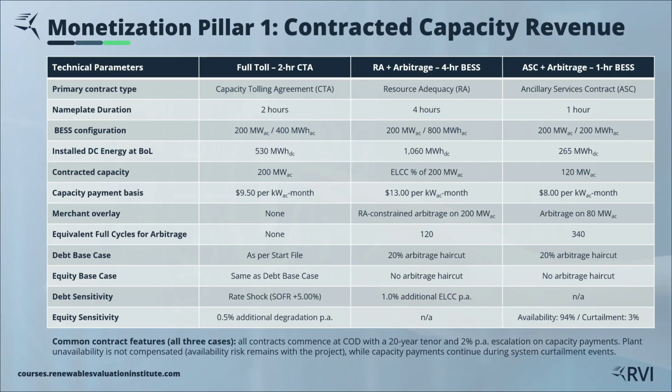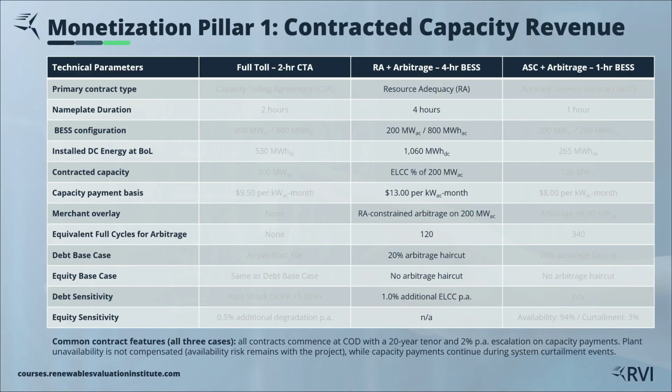And now let's move back to the information memorandum. We are still in monetization pillar 1, but in this lesson we will switch to the resource adequacy plus merchant arbitrage case. The cases for this lesson are based on a 4-hour battery, whilst in our previous lesson we covered a 2-hour battery. In this lesson we will implement 3 scenarios.